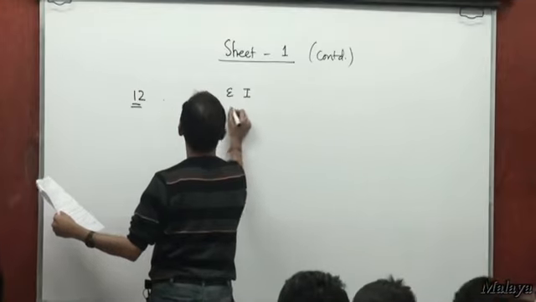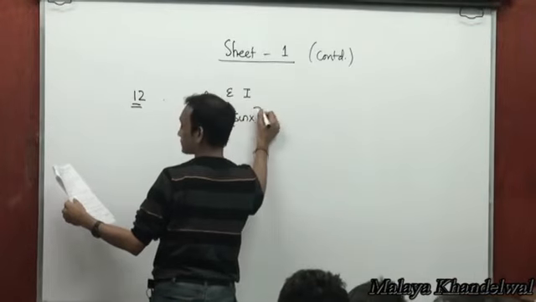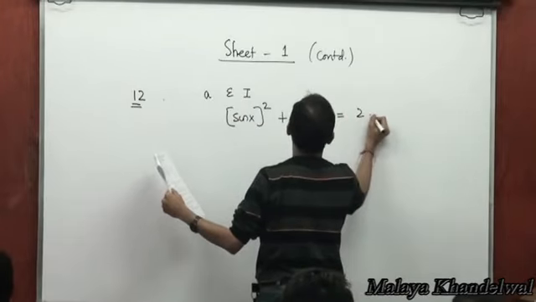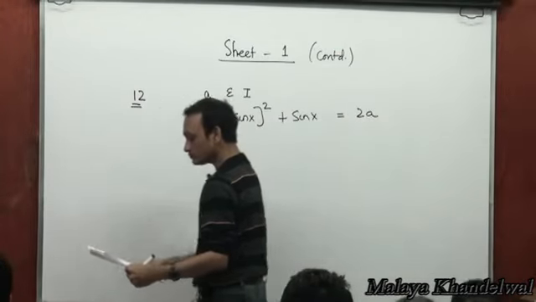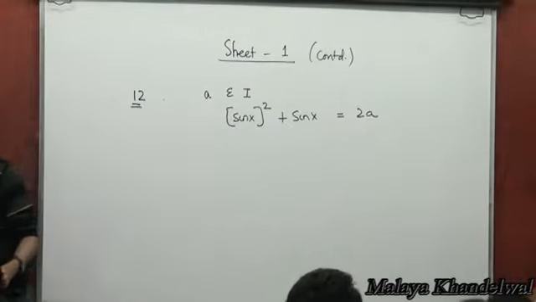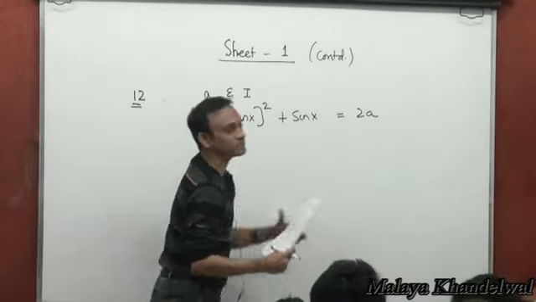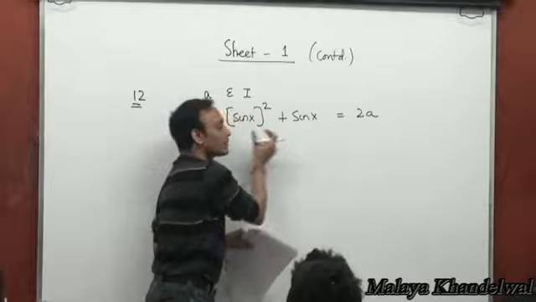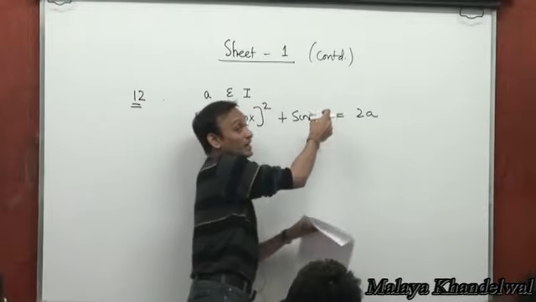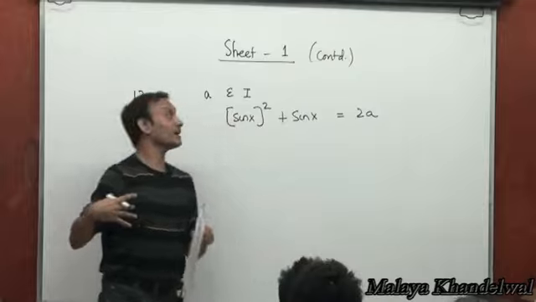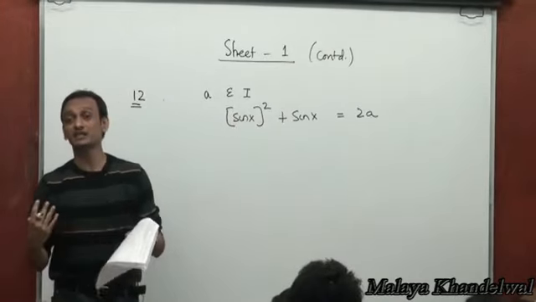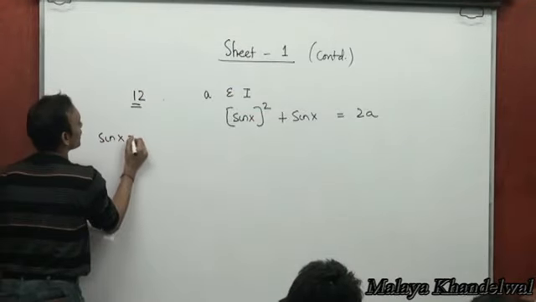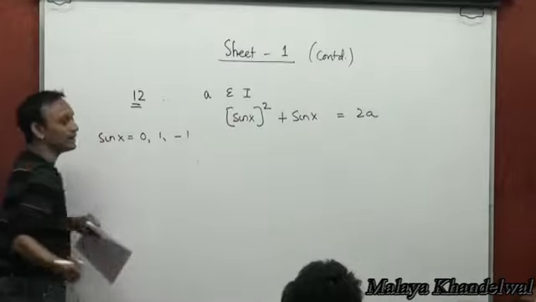a is an integer, and [sin x] whole squared plus sin x is 2a, which is an integer. We need to find the number of integral values of a for which this becomes commensurate. Easy to see that the right hand side is an integer. [sin x] whole squared is an integer, so sin x must be an integer. Now, sin x can assume values like 0, plus 1 and minus 1. So acceptable values of sin x are 0, plus 1 and minus 1.